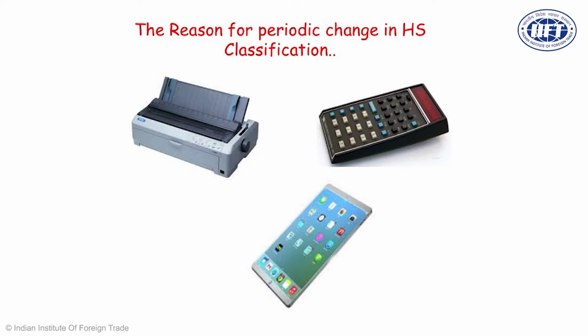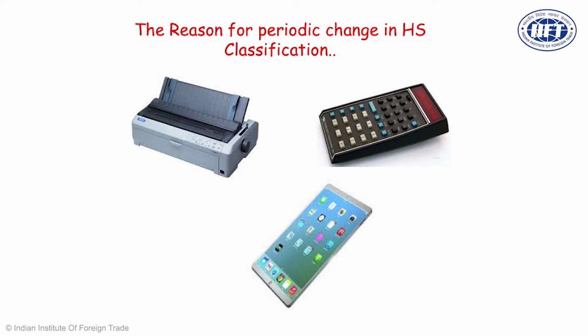A good example would be the dot matrix printer. During the 90s, it was being traded. Now nobody trades in that. The iPhone was not being traded in the earlier period, but today it's one of the major traded items. So we require a code for the new one, whereas the earlier traded product will go out of business.